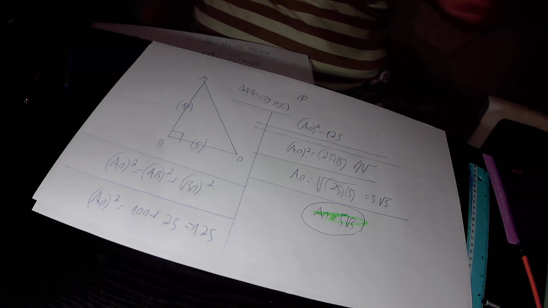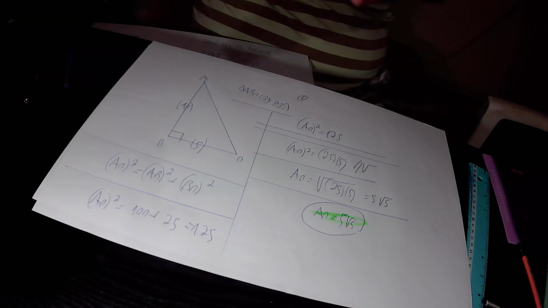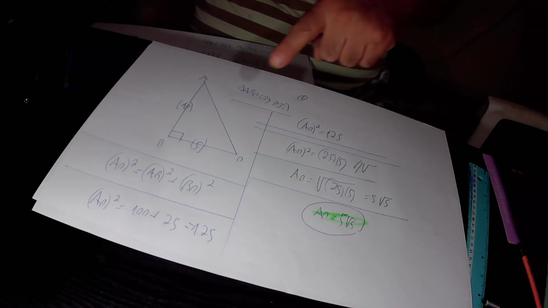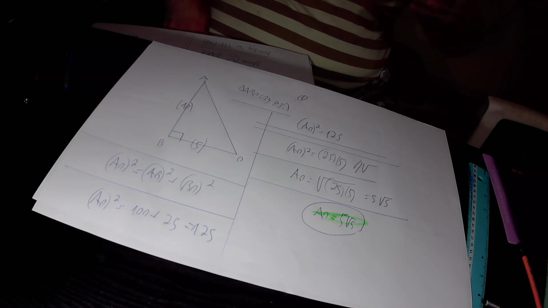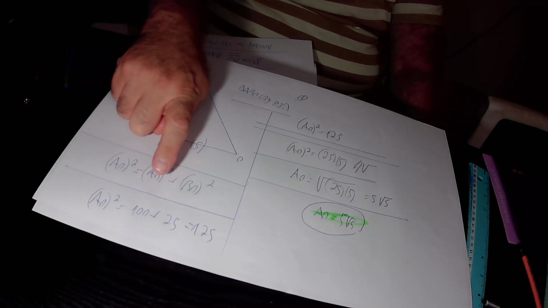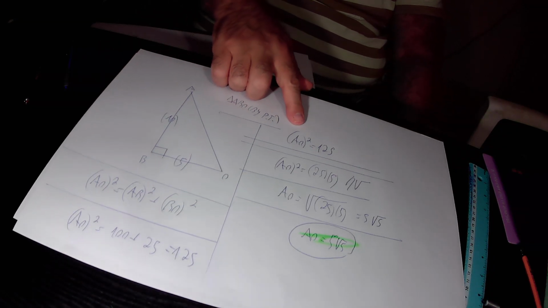AO is the missing side, so we leave it as it is, and it is equal to AB square. AB is 10, therefore AB square is 10 square, that is 100, plus BO square. BO is 5, therefore BO square is 5 square, that is 25. So in total, AO square equals 100 plus 25, that is 125. So AO square equals 125.